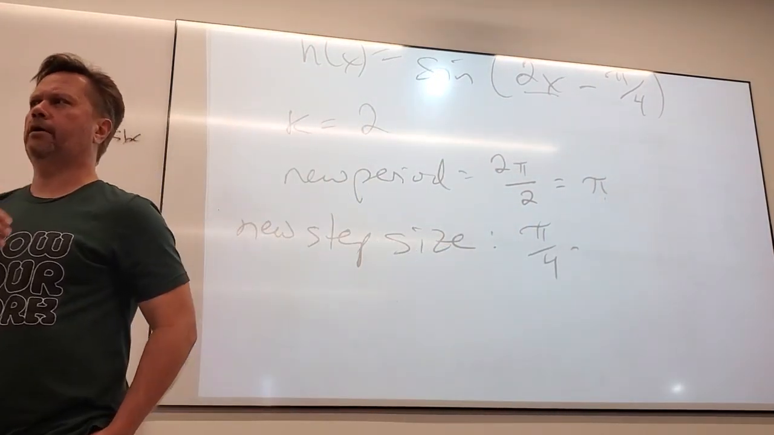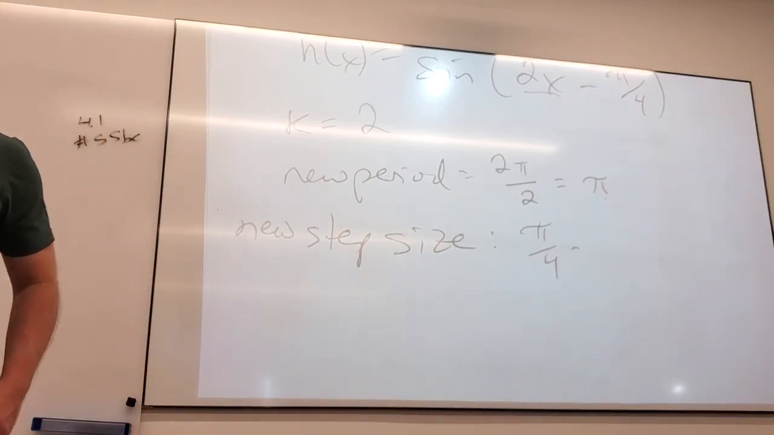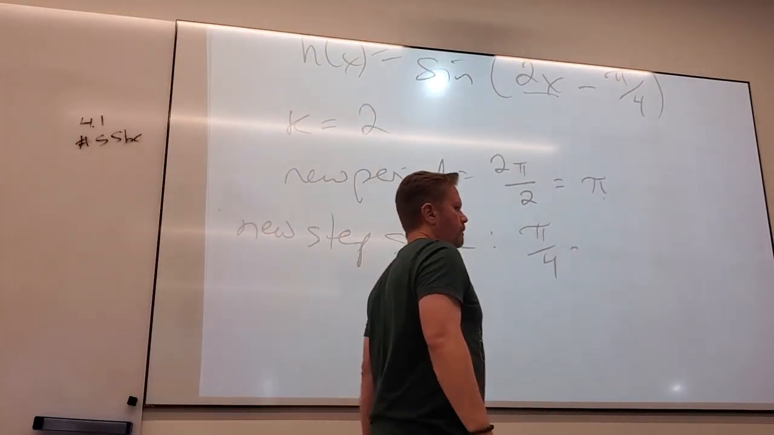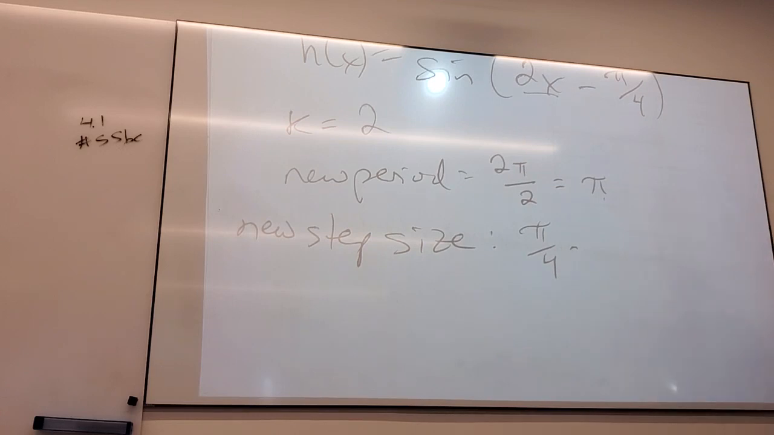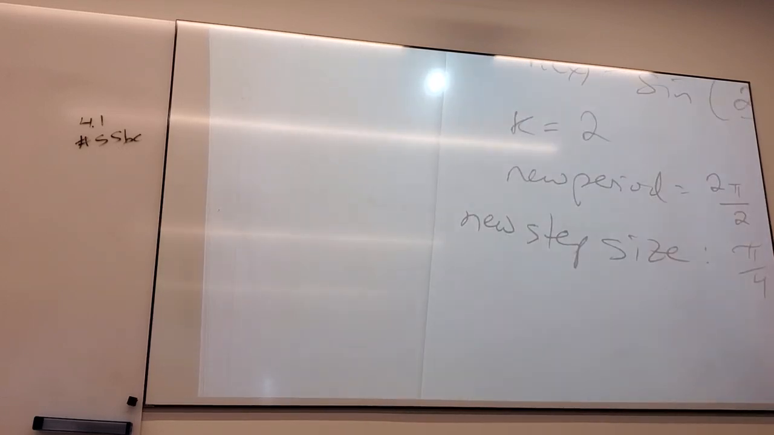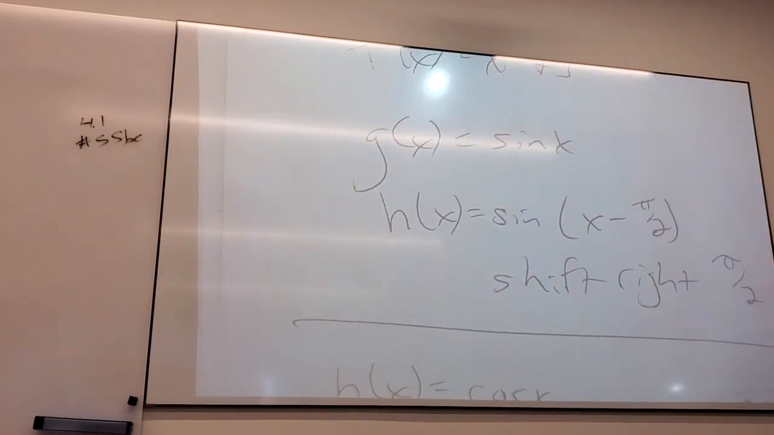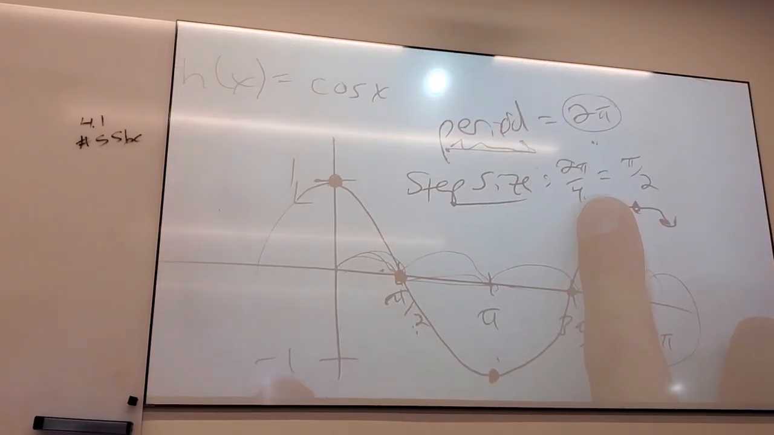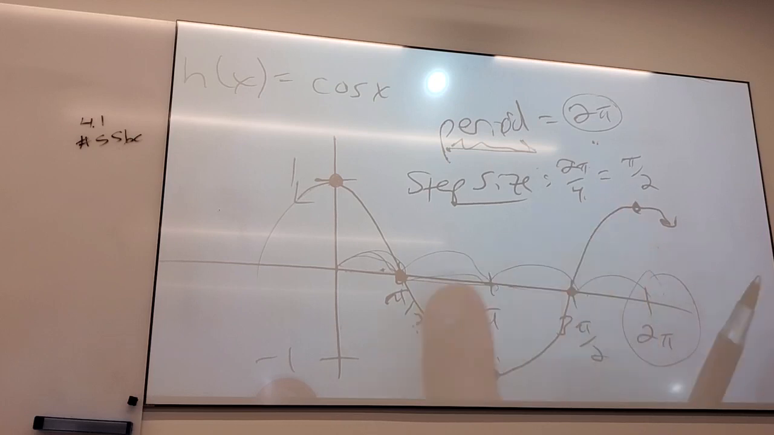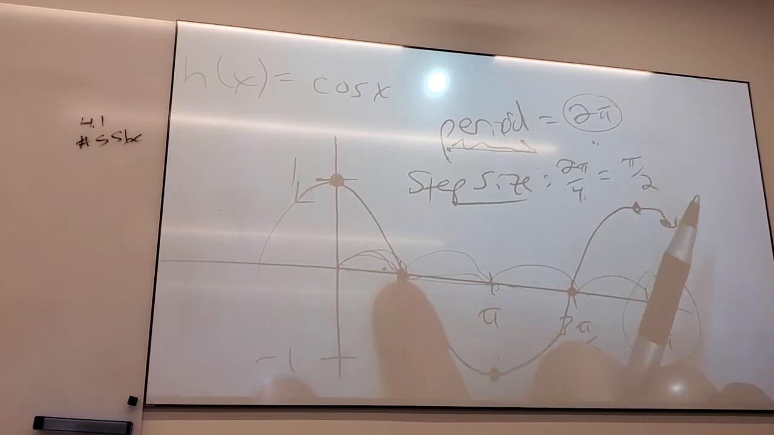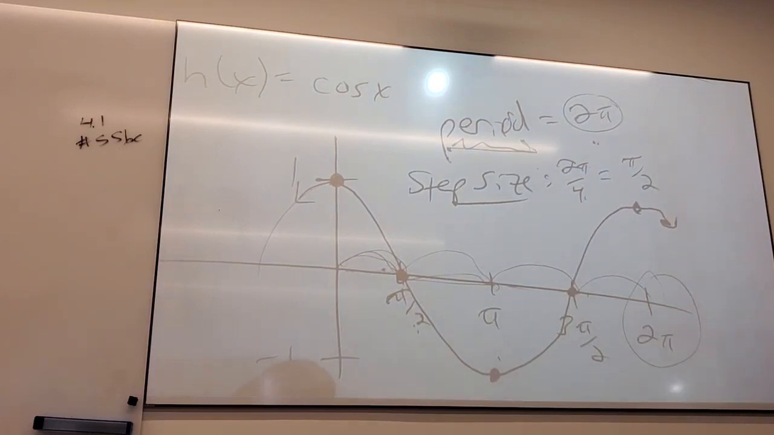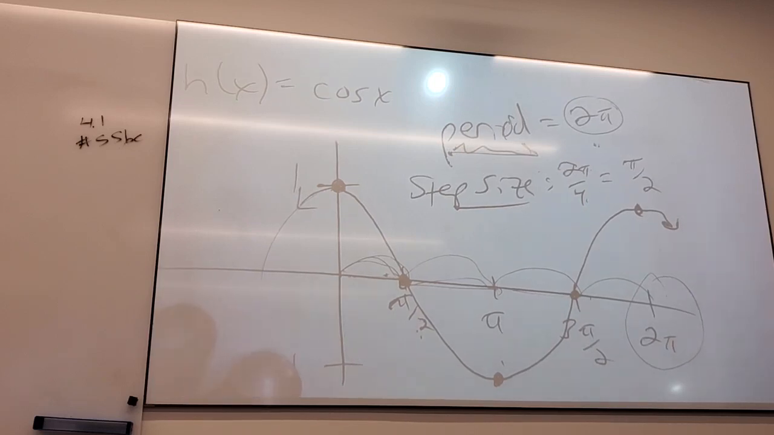Is everybody with me so far? How did you get pi over 4 again? As the new step size? Step size. So how did I get the step size here, and why? The period is how long on the x-axis it takes to get through a whole cycle, and how many steps will always occur for the sine or cosine function? 4 of them, correct? You guys with me?